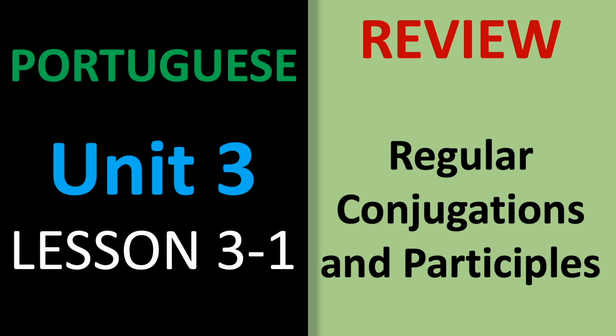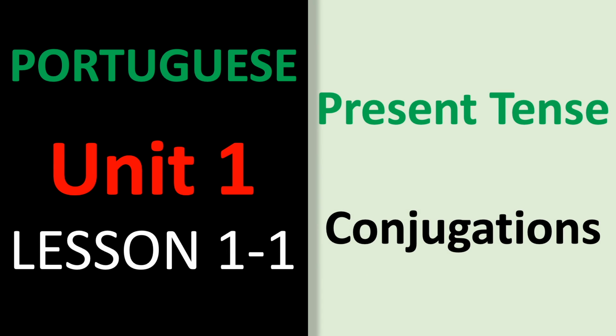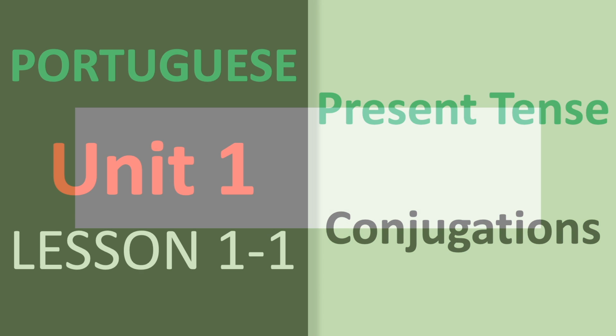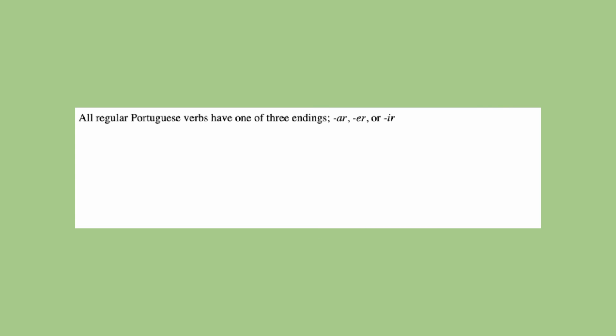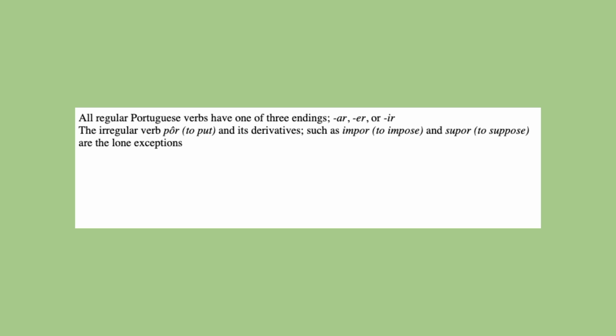This review lesson will cover all regular Portuguese verb conjugations and participle formations. All regular Portuguese verbs have one of three endings. They are AR, ER, or IR verbs. There is an exception for the irregular verb por and its derivatives such as impor and supor.